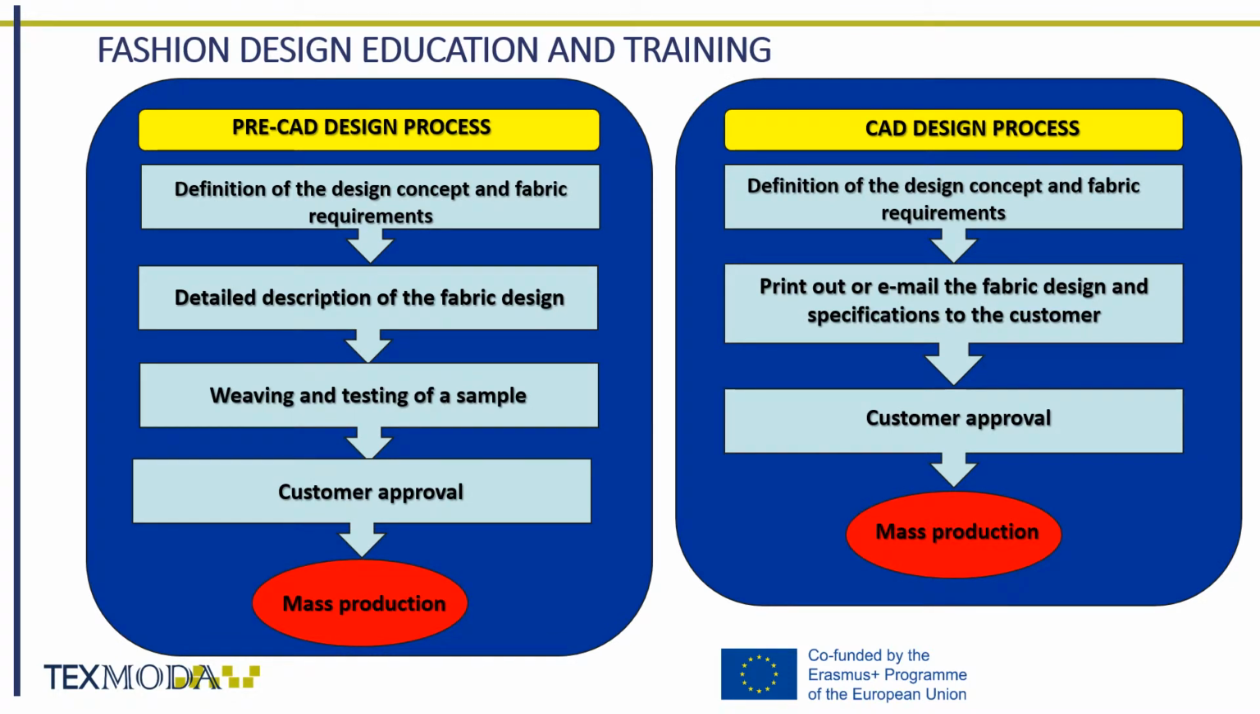A comparison between the pre-CAD design process and the design process with CAD can be summarized as follows. In the traditional design process, we pass through the following stages: definition of the design concept and fabric requirements, detailed description of the fabric design, weaving and testing of a sample, customer approval, and finally mass production. Whereas with the CAD design process, we only need 3 stages, which are definition of the design concept and fabric requirements, print out or email the fabric design and specifications to the customer, customer approval, and finally mass production.